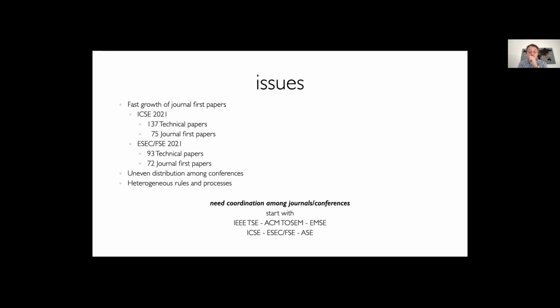There is a fairly important issue, which is that there has been an explosion of Journal First papers. I don't have all the data on the slide, but just looking at ICSE or ESEC: in ICSE this year, we have 137 technical papers, if I computed correctly, and 75 Journal First papers. At ESEC/FSE, we have this year 93 technical papers and 72 Journal First papers. So we are getting to the point that Journal First papers are almost at the same level as technical papers.